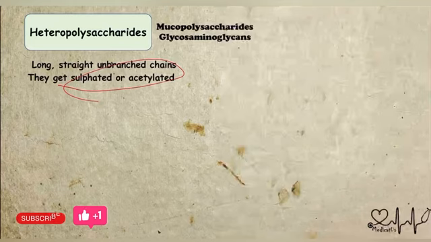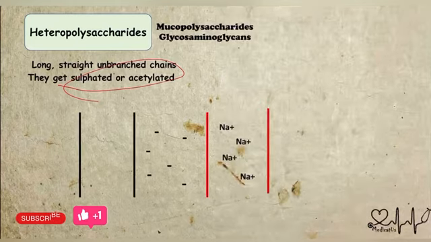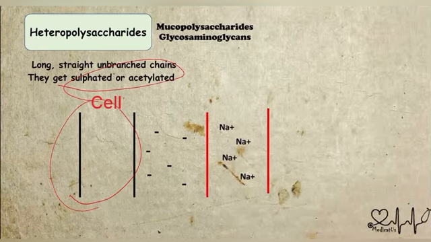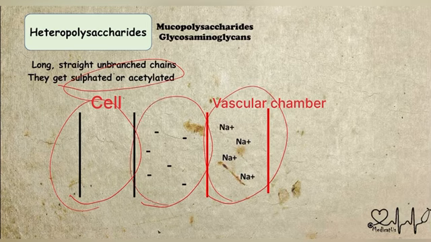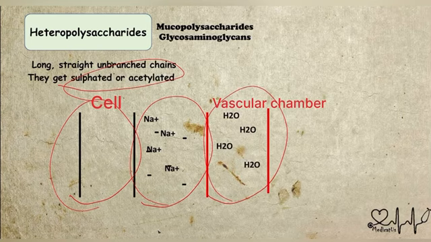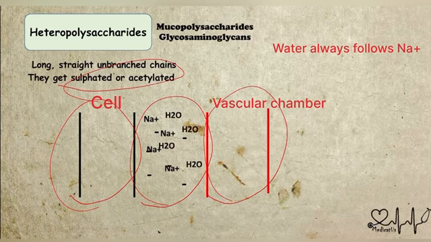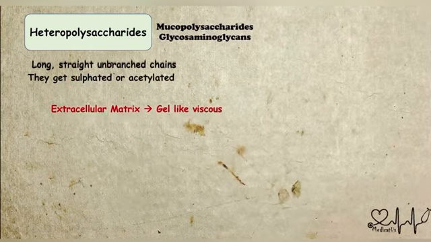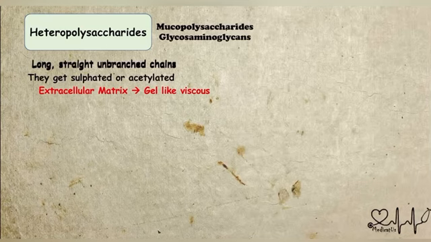But what's the need for negative charge? For that, let's understand here. This is a cell and this is the vascular chamber, and between them we know there is extracellular matrix. And this extracellular matrix has mucopolysaccharides which hold negative charge. Because of this negative charge, sodium ions are attracted to the extracellular matrix. And we know that water always follows sodium ions. Because of this, the extracellular matrix will be gel-like and viscous. So this was one function of sulfation and acetylation.